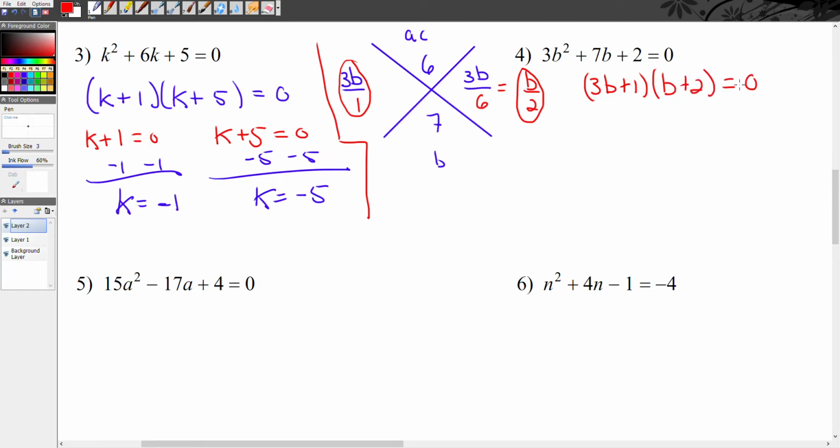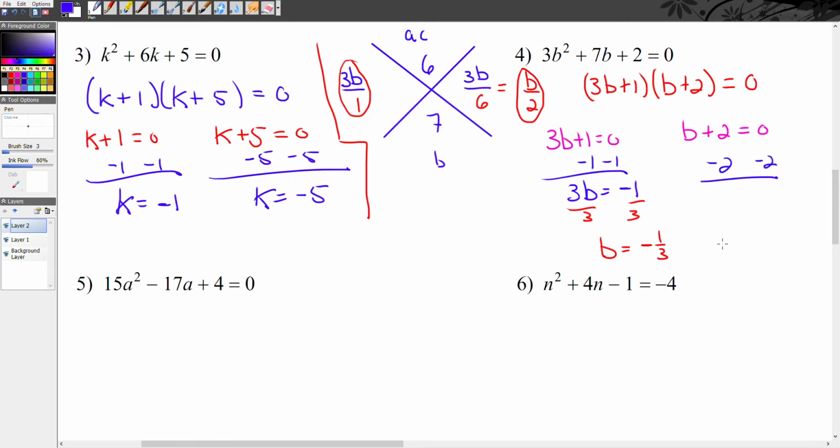That equals 0. I'm going to go ahead and set each of these equal to 0. So 3b plus 1 equals 0, and over here, b plus 2 equals 0. So over here, I'm going to subtract 1 from both sides and I get 3b equals negative 1. And then I'm going to divide by 3, and I get b equals negative 1/3. And over here, I'm going to subtract 2 from both sides, and I get b equals negative 2.